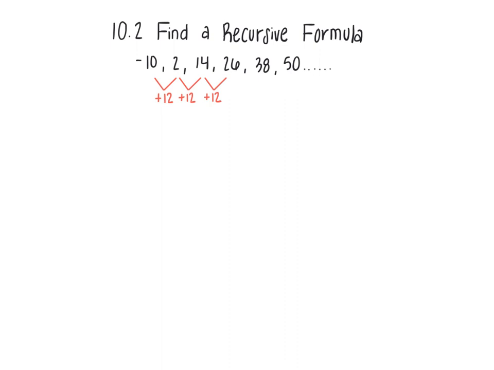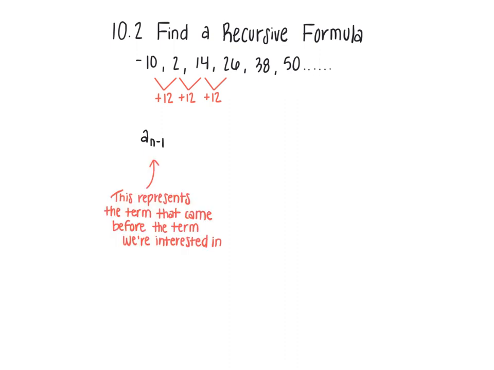So the way that you notate that is going to be a sub n minus 1. And we know what's happening between the last term and the next term is that we're adding 12. So in this situation, my formula is a sub n is equal to a sub n minus 1 plus 12.